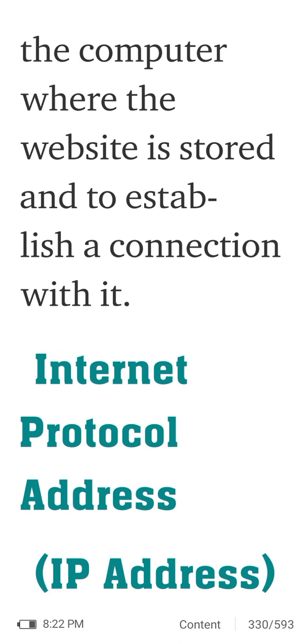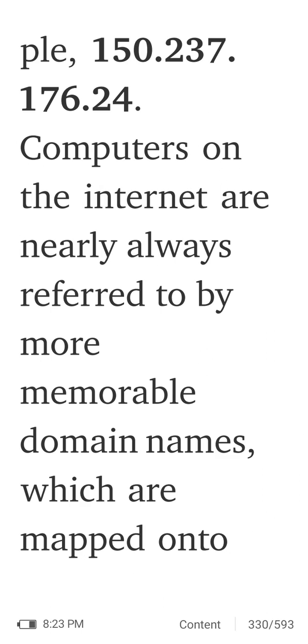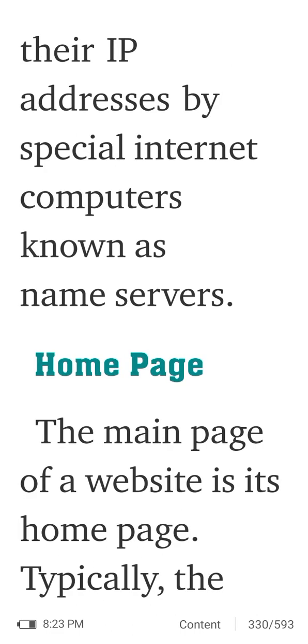An Internet Protocol address, or IP address, is a unique numerical address of a computer on the internet, and it is expressed as 4 sets of numbers, maximum 3 digits each, separated by dots. For example, 150.237.176.24. Computers on the internet are nearly always referred to by more memorable domain names, which are mapped into their IP addresses by special internet computers known as name servers.